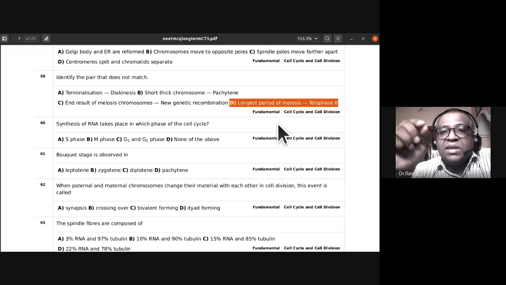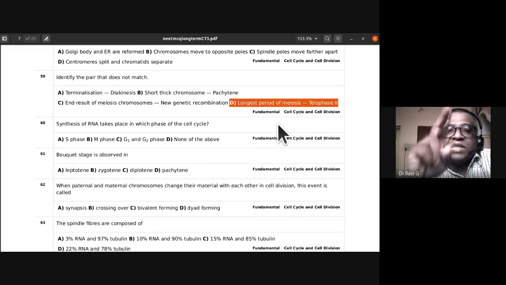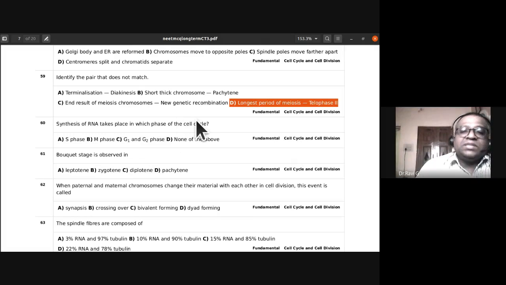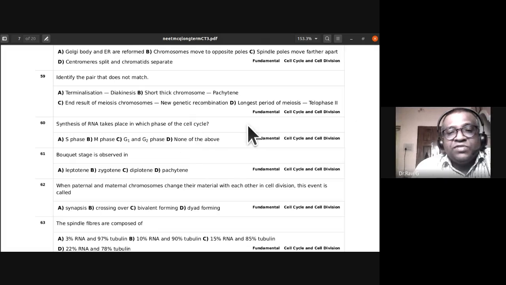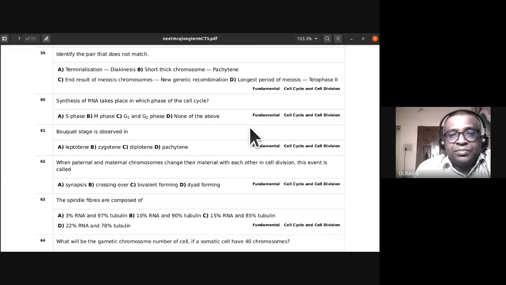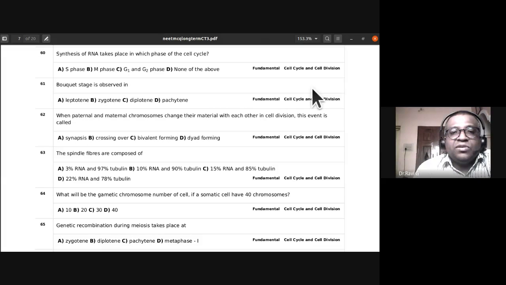Mnemonic LZP D square: leptotene, zygotene, pachytene, diplotene, diakinesis. I always remember it by that. LZP D square. So synthesis of RNA takes place in which phase of the cycle? Which stage of the cycle does synthesis of RNA take place?